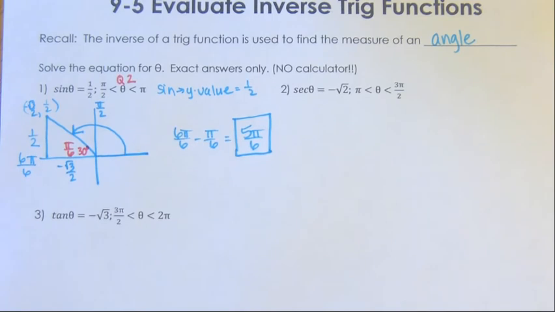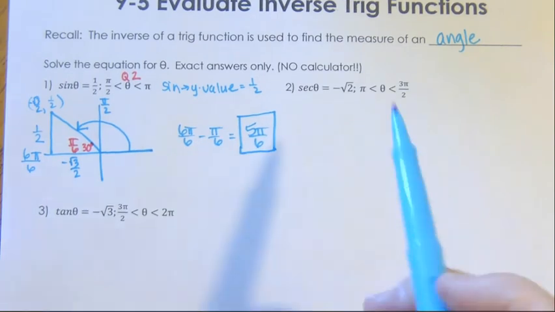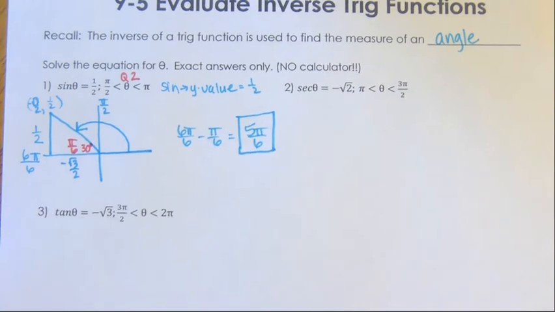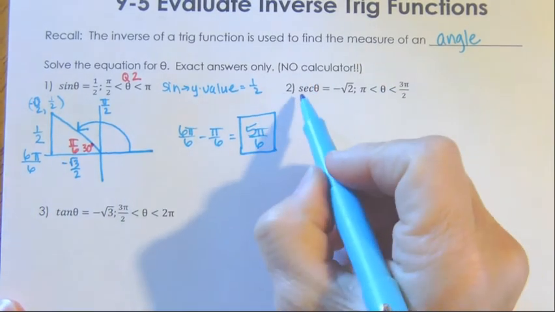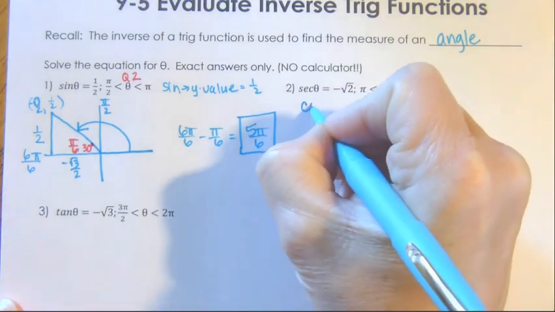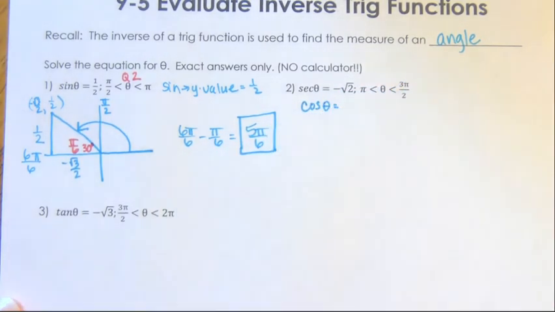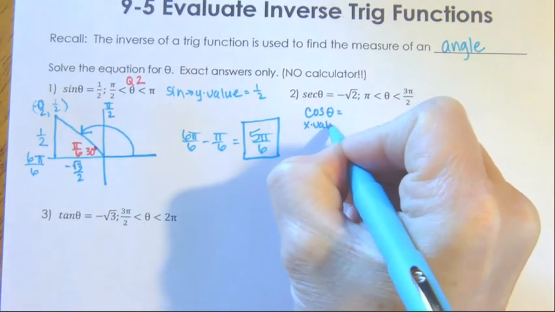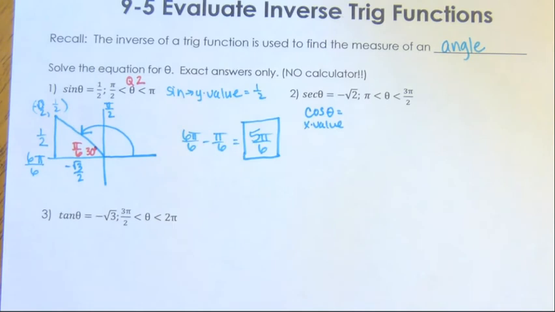All right, let's try another one. So this time we've got secant. Remember, secant is one of those that we're not quite as comfortable with. So what I like to do here is change this to cosine. The reciprocal of secant is cosine. So now I know cosine means my x value. So it'll be a little bit easier to deal with.